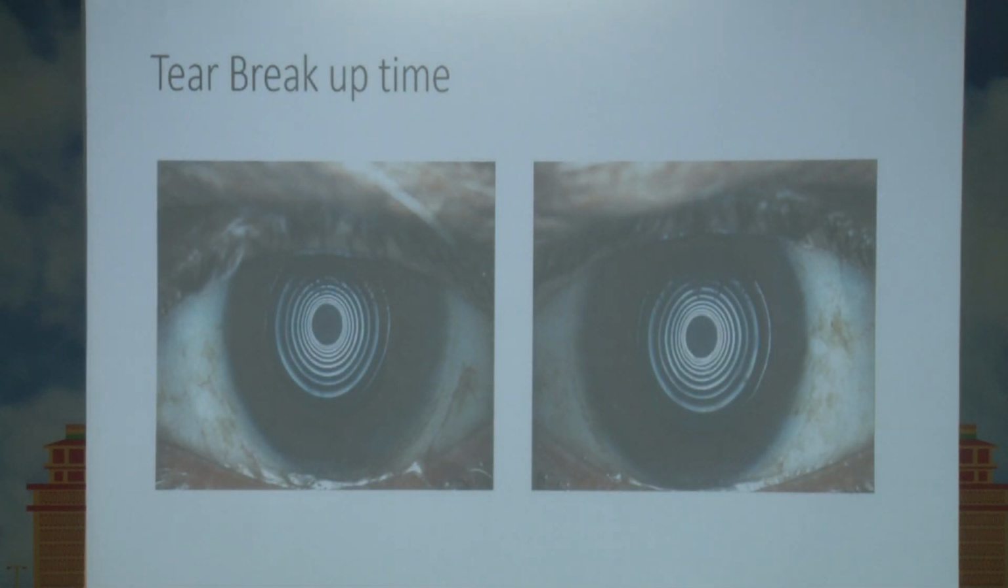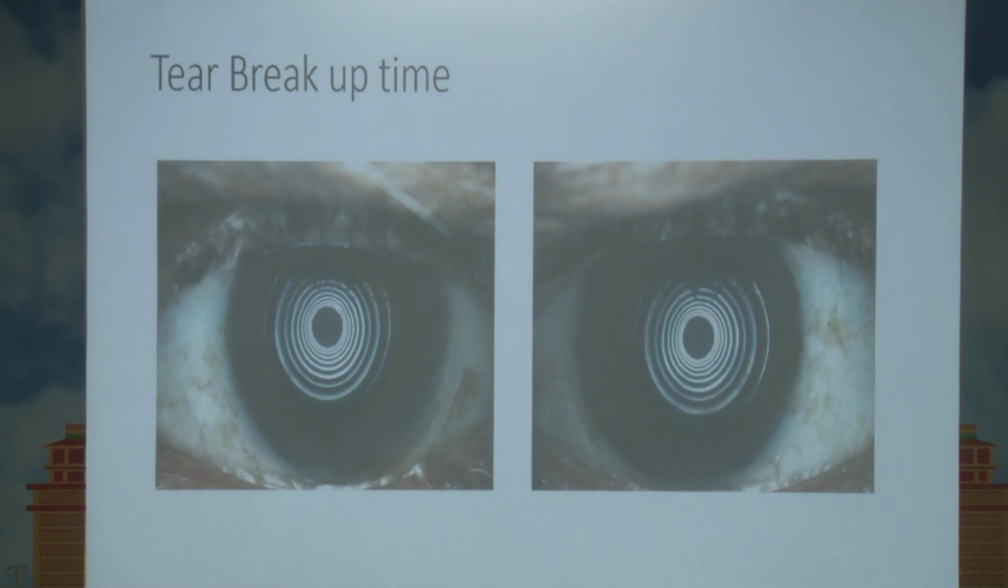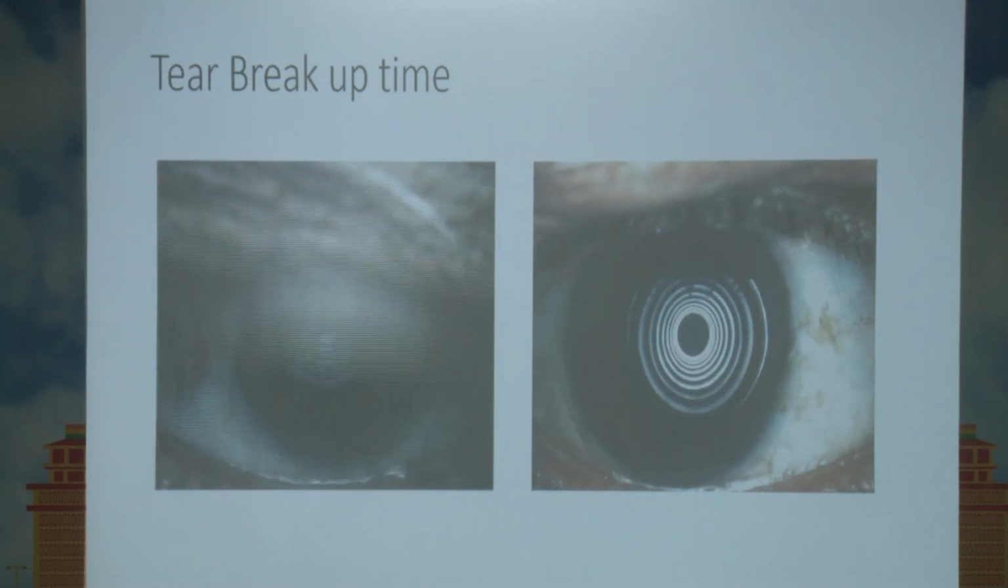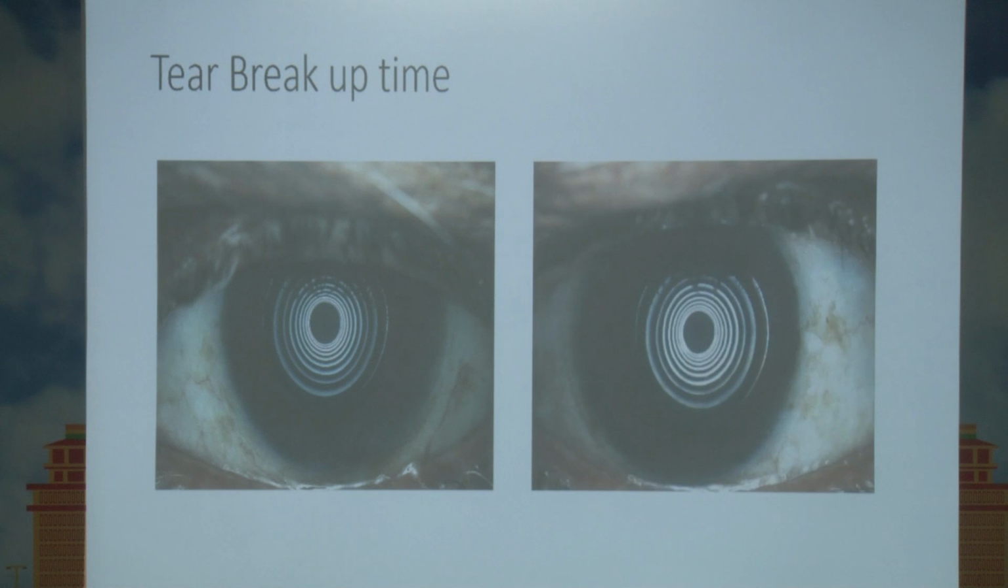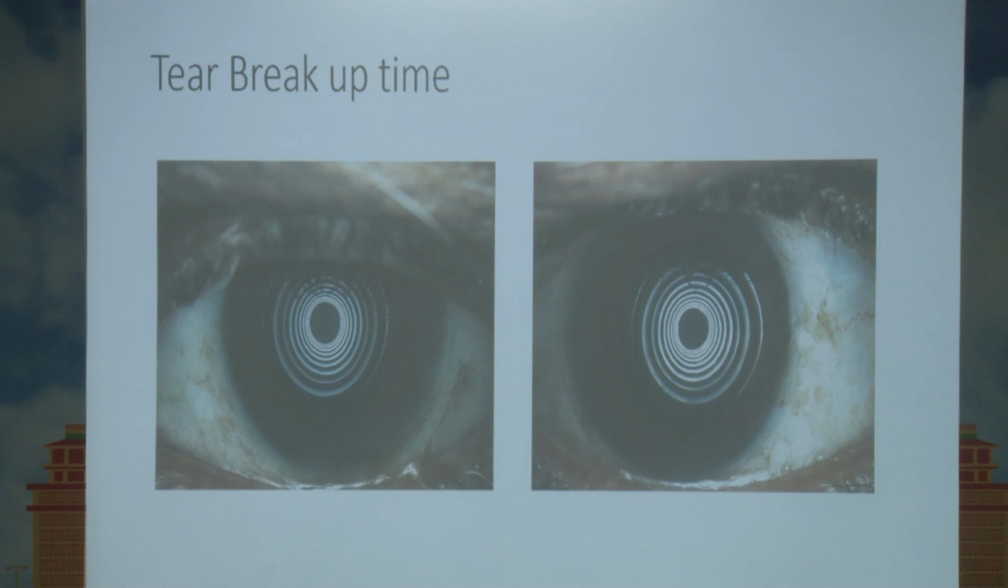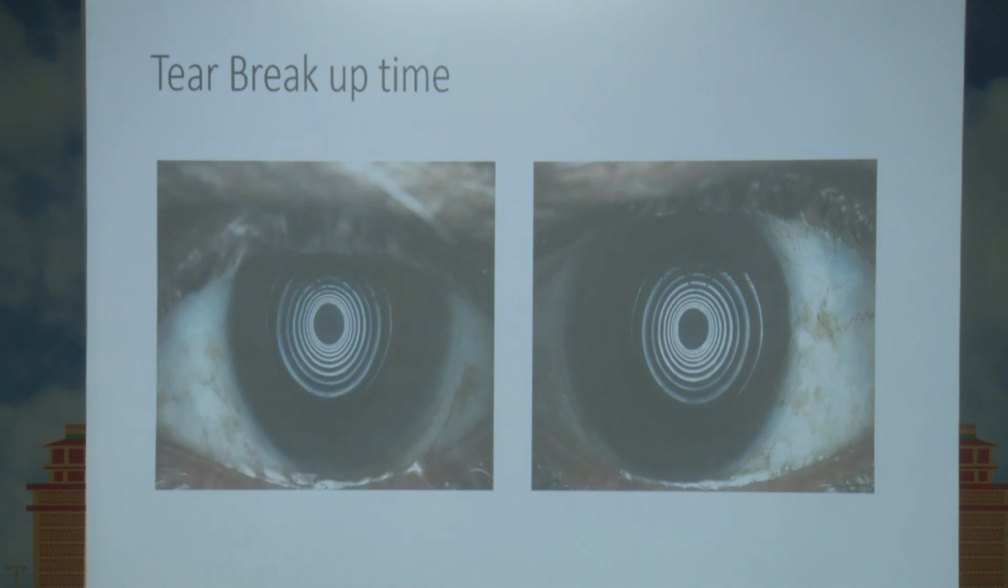And this is how the machine measures the tear breakup time. It's a non-invasive technique using the Placido rings. And each time the patient blinks and then stops, the machine analyzes when the tear film starts to break.